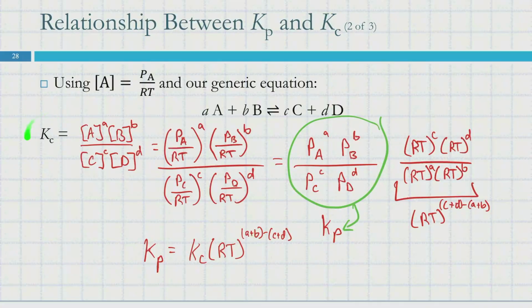So Kc is equal to Kp times RT raised to the C plus D minus A plus B. Basically just the difference in the coefficients. And we can flip it. We can flip the order of the exponents. So do A plus B minus C plus D to get Kp by itself and Kc on the other side. The A plus B, C plus D part, I think, is not going to be important for us.